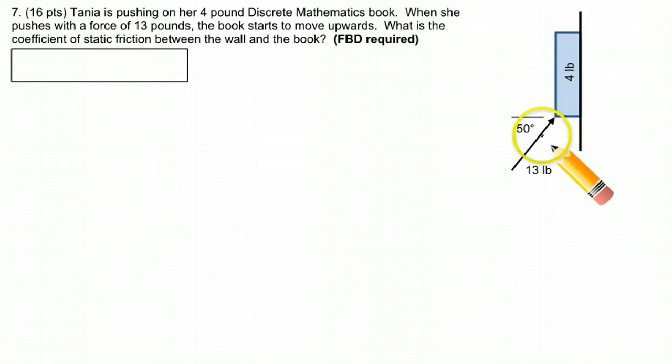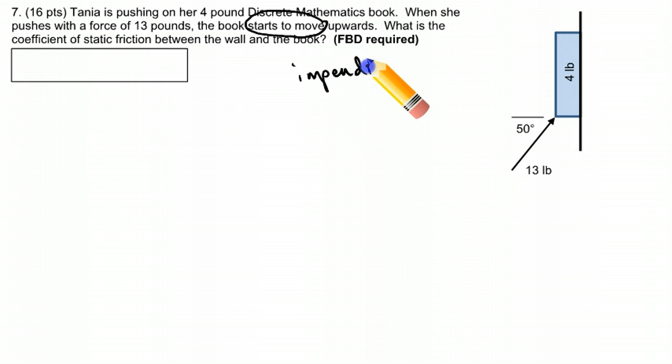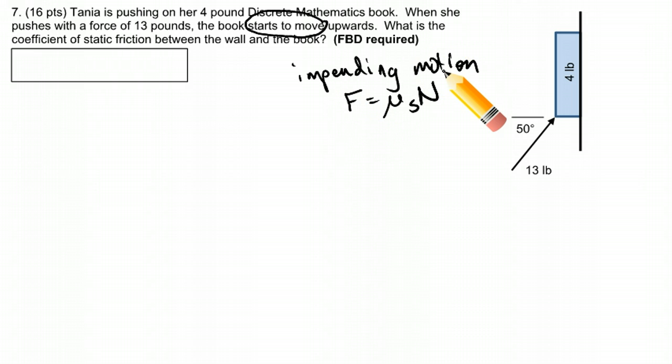We're given another problem here with a book on a wall. This should look very familiar. It comes from a homework problem, so we'll read through it. We've got a 4-pound book, a pushing force angled 13 pounds, and here's a key. Book starts to move, impending motion, which means that the friction force is going to be mu sub s times n. We want to find the coefficient of static friction.